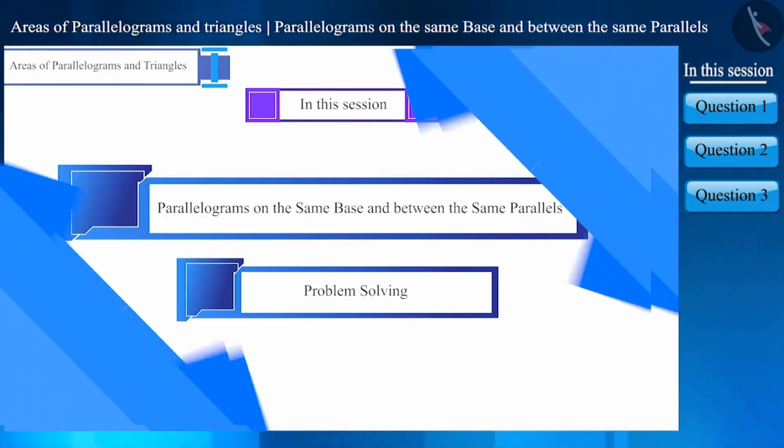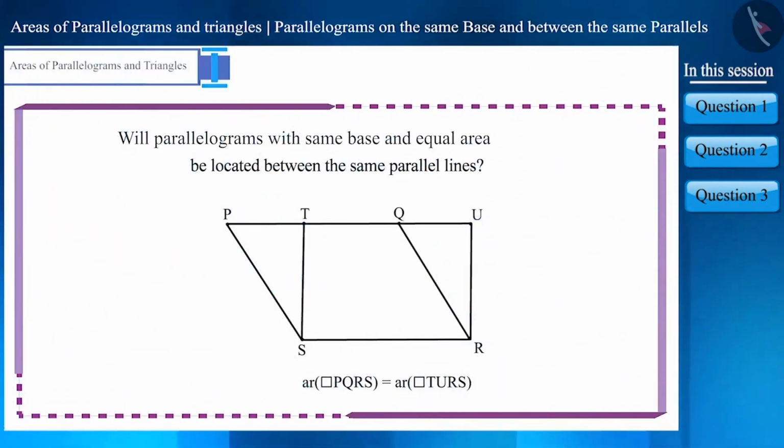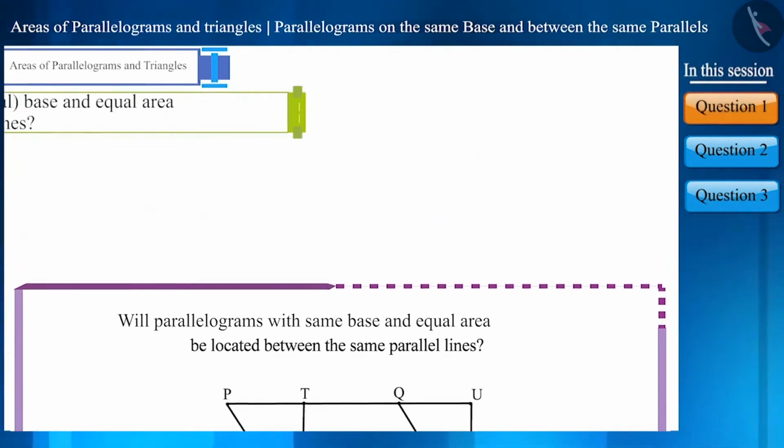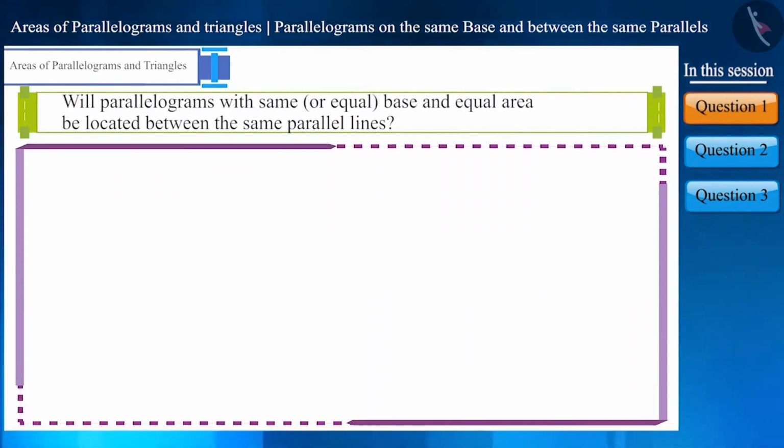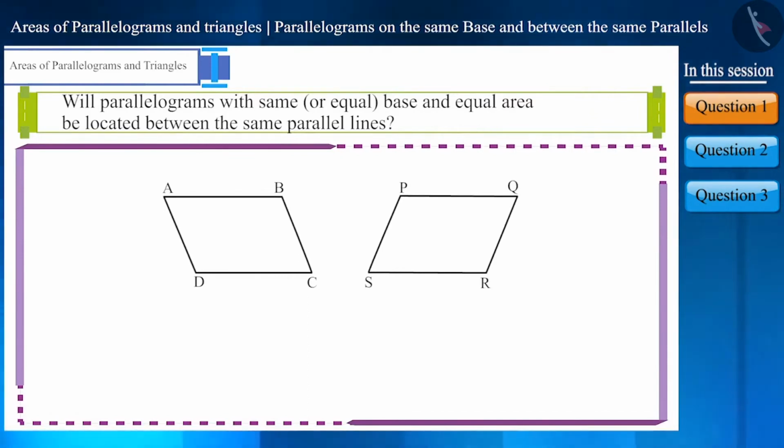Friends, we ended the last video with the question whether parallelograms with the same base or equal area are situated between the same parallel lines. So, let's start today's session with this. Suppose we are given two parallelograms ABCD and PQRS of equal bases which are equal in area. So, we can write it like this.